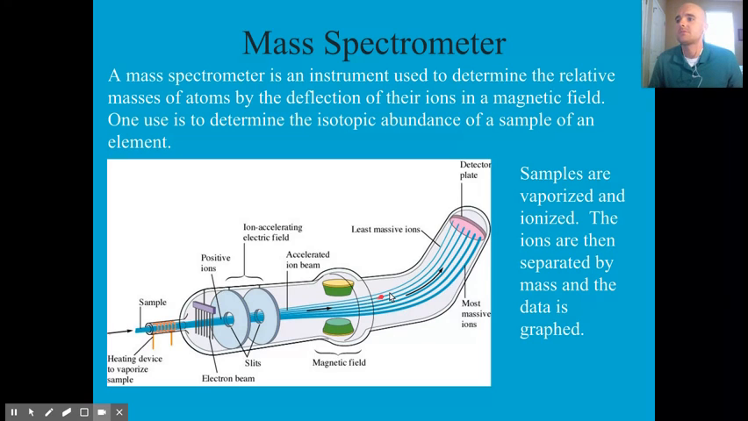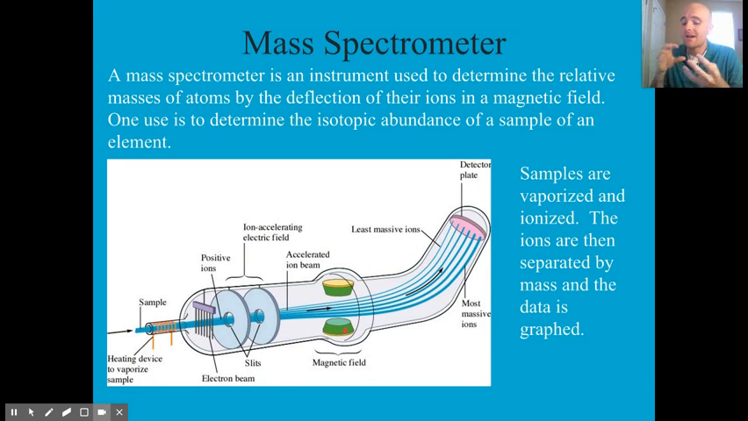So the lighter ones will travel up and hit this detector here in a different place than the heavier ones, which will hit the detector here. I'll point out that they keep the temperature, the electron beam, and the speed at which the ions are traveling all constant, always constant. The only thing that they'll change is the magnetic field.